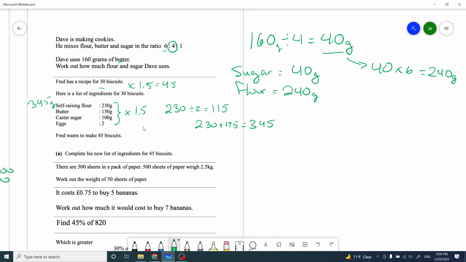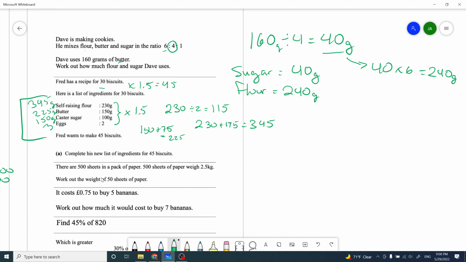Half of 150 is 75, which is going to give me 225. So he needs 225 grams of butter. Half of 100 is 50. So 100 plus 50 is 150. He needs 150 grams of sugar. And eggs, half of this is 1. 2 plus 1 is going to give me 3. So he needs 3 eggs. So these would be the amounts he needs for 45 biscuits.